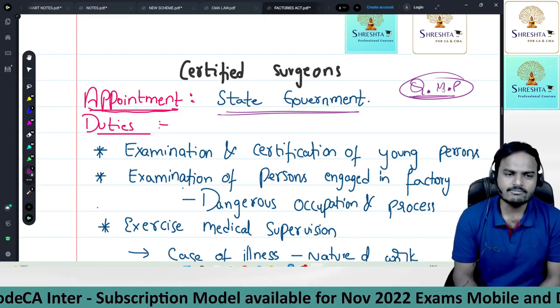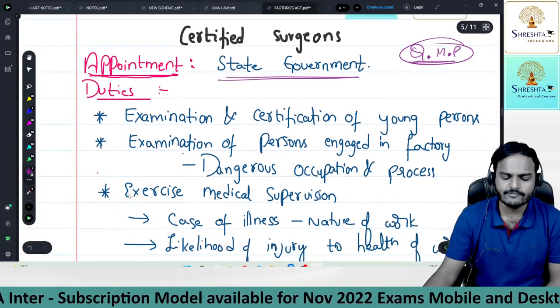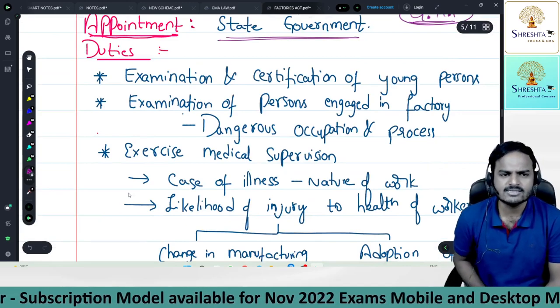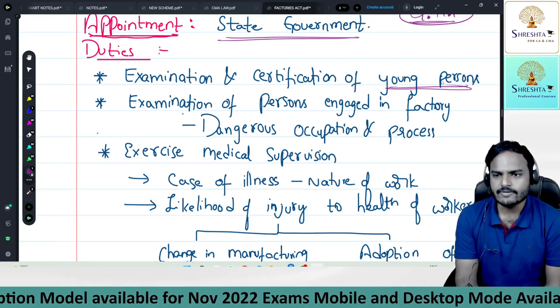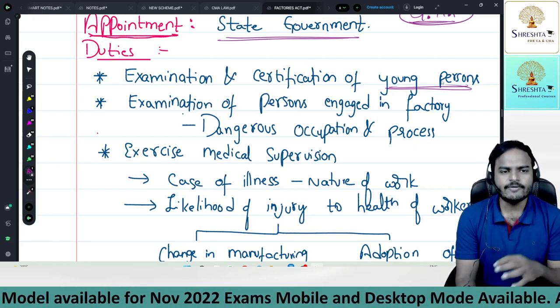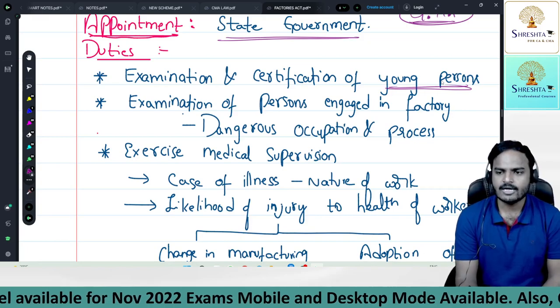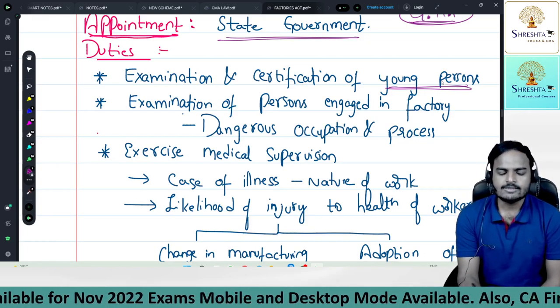So what are the duties of the certified surgeon, sir? Very simple: examination and certification of young persons. Are they fit for this industry or not? Health conditions.